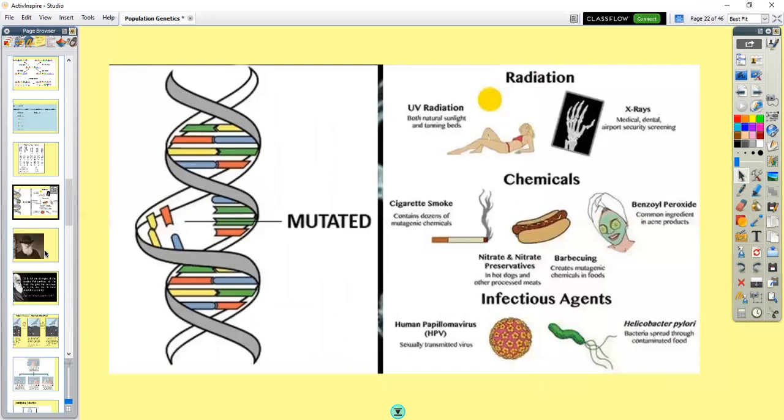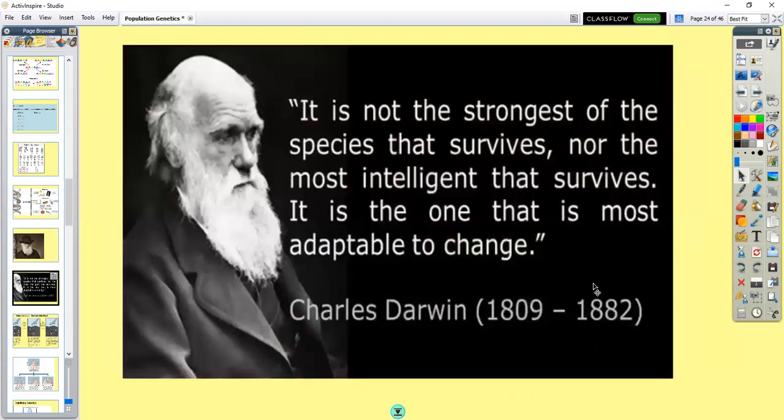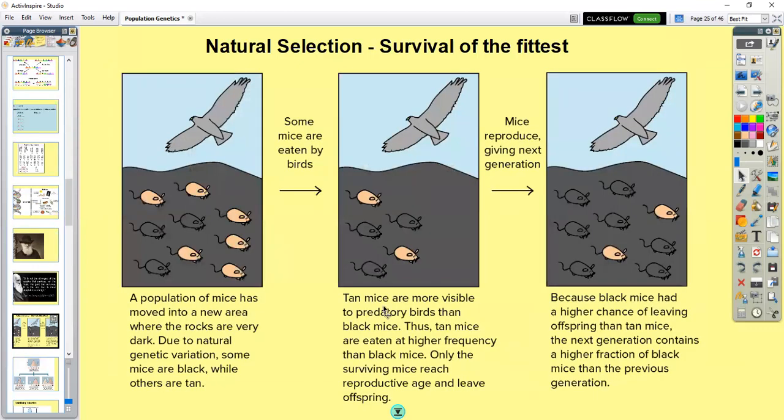Okay, the next part of this then is looking at selection. So hopefully you'll recognize Charles Darwin, who was a sort of grandfather of the theory of natural selection or evolution. There's one of his quotes, which is worth reading. So we have to be adaptable to change, natural selection often referred to as survival of the fittest. Now that doesn't mean you can run for the longest or lift the heaviest weight. It means that you are better adapted for that particular habitat in which you live.